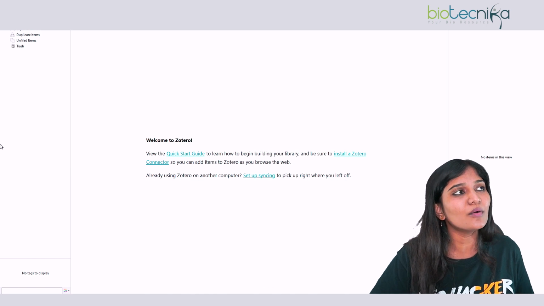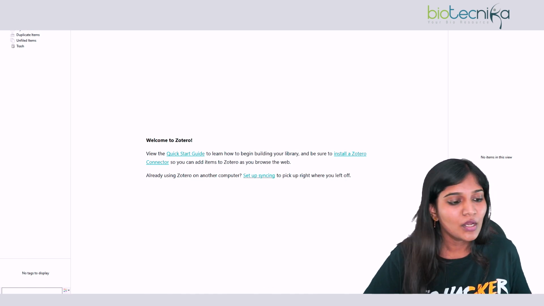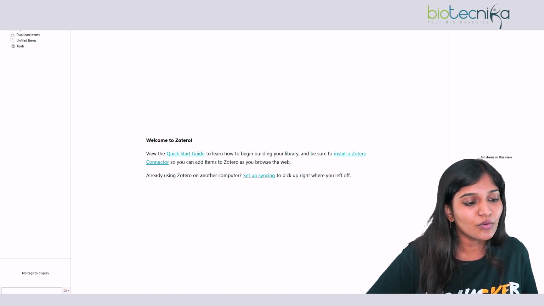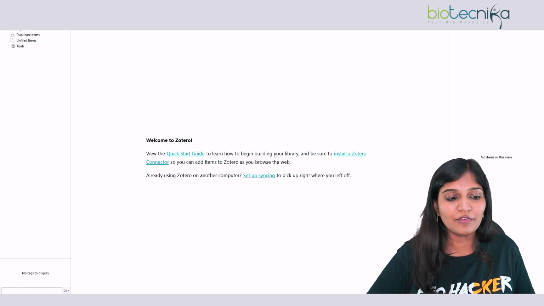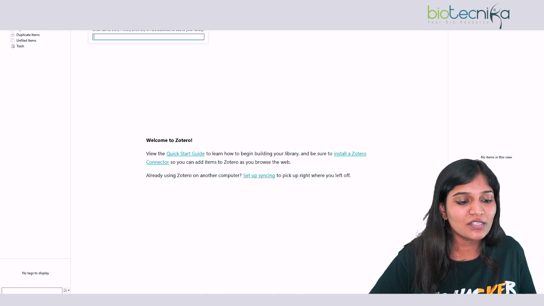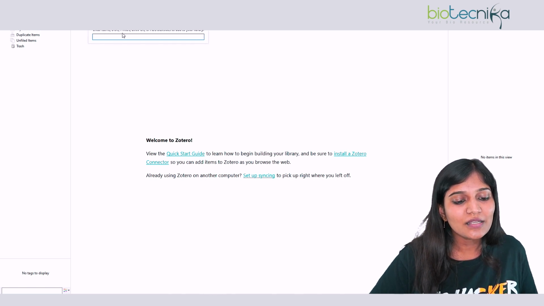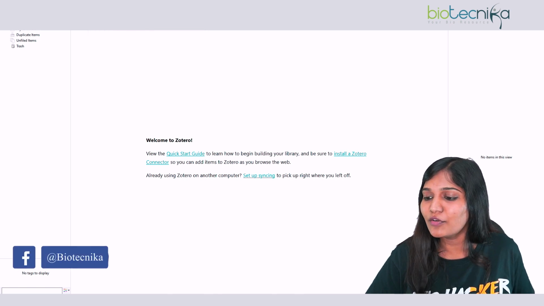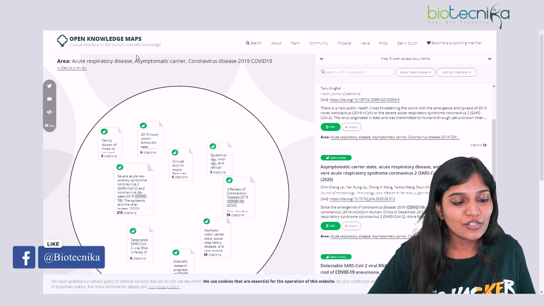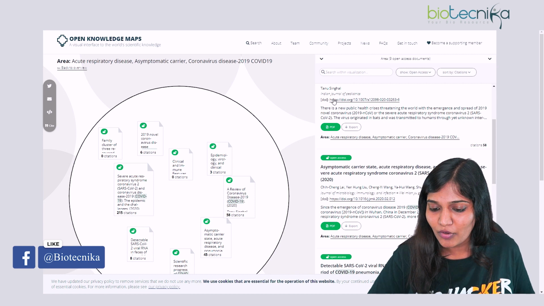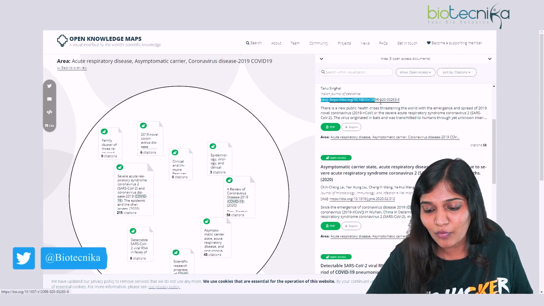This is the downloaded version on our laptop. Here you're seeing my library. In my library, you can add all the information manually, which is a bit tough, or do it through the connector. What I'm going to do is take some DOIs from any of the papers. Let me show you this one. Initially, I was talking about this paper, and here you can find a DOI.